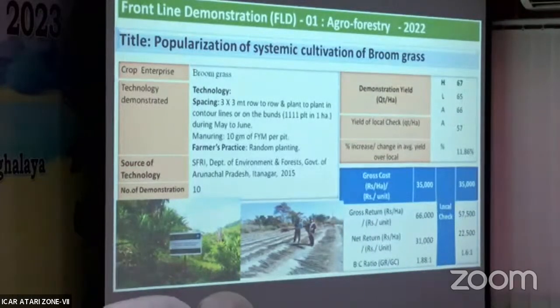Population of systemic cultivation of moon grass. And here, 3-meter row spacing was maintained with 13 plants online. The average yield was 66 quintal per hectare compared to the farmers' practice of 57. And there was an 11.86 increase in yield.